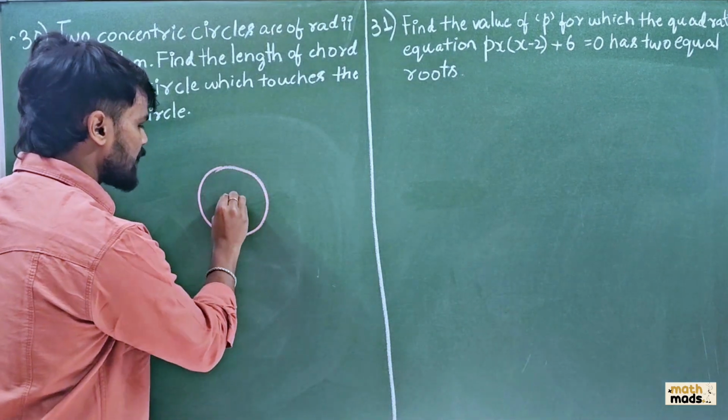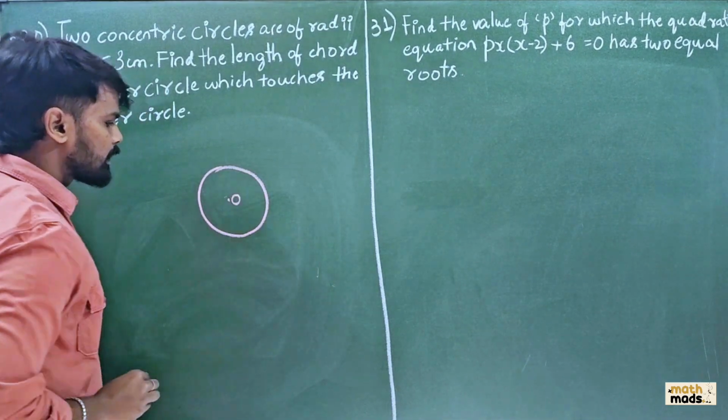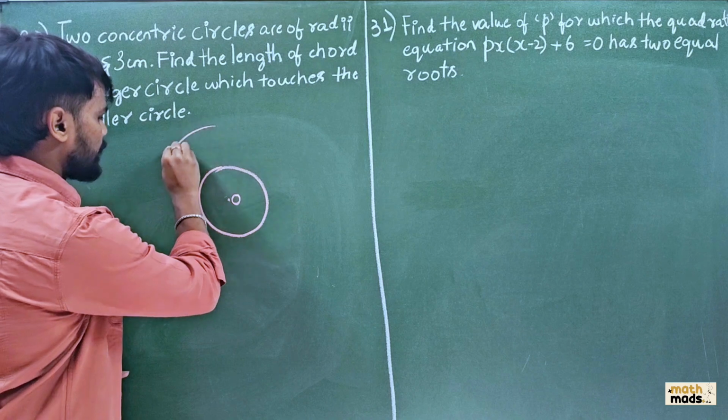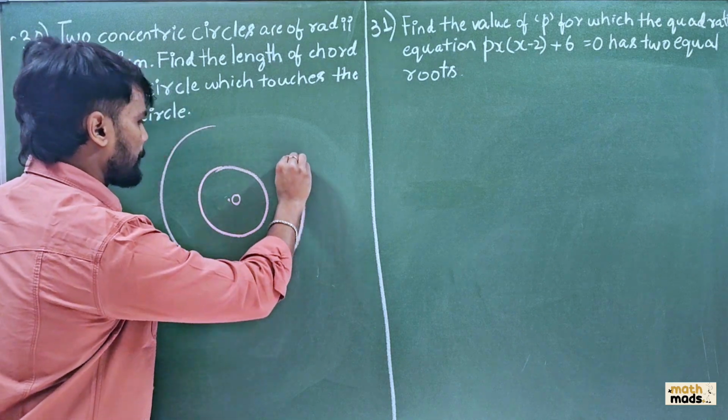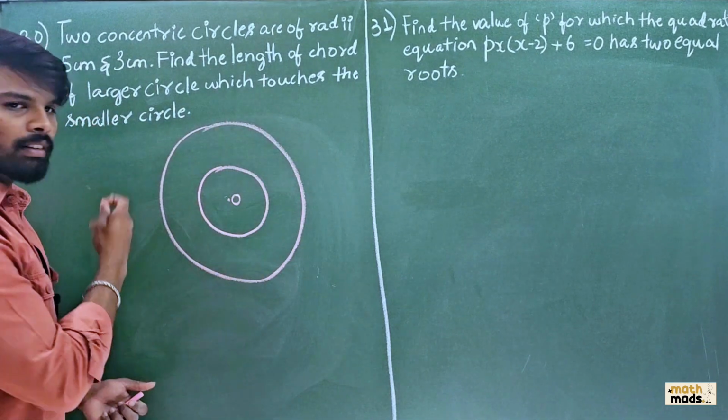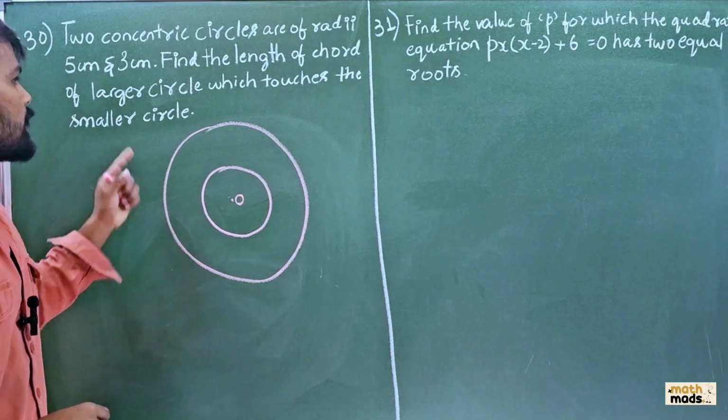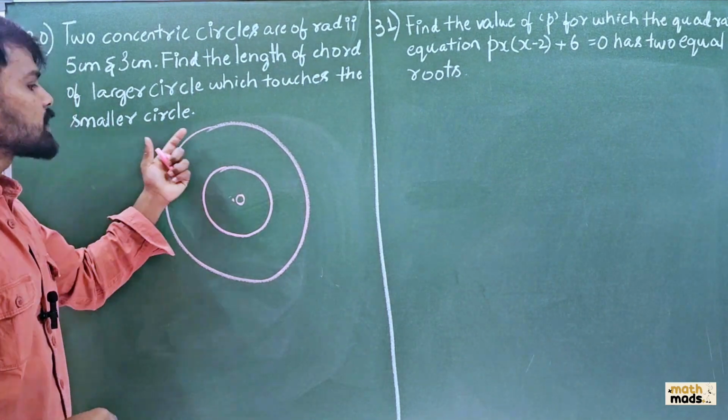Concentric circles will have the same center, right? If this is the center, with the same center, I have drawn another circle. We know the radius. Find the length of the chord of the larger circle.